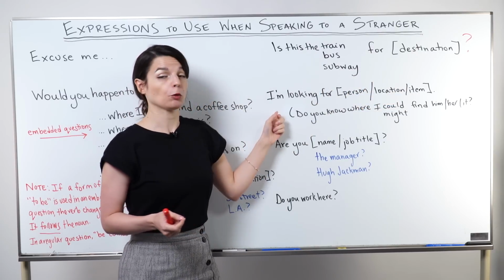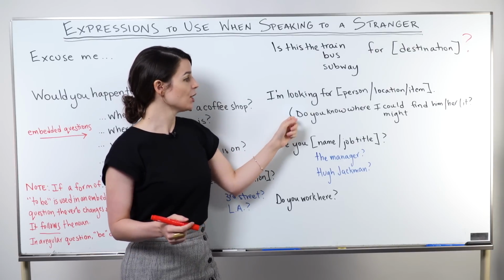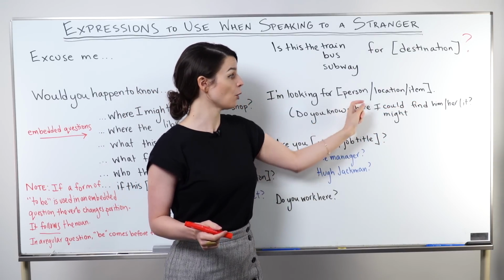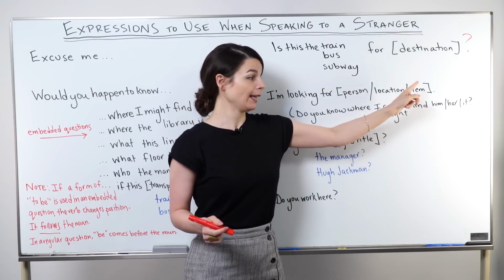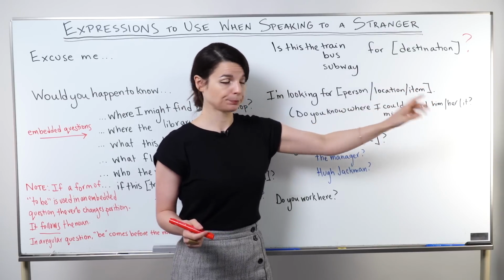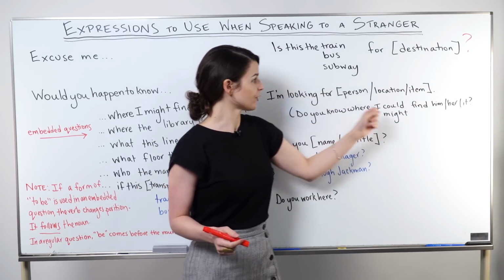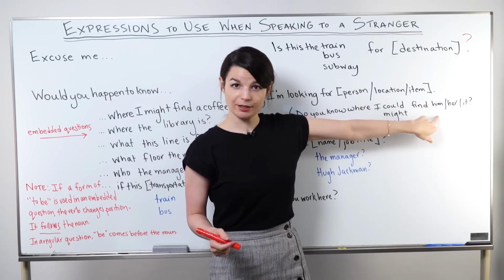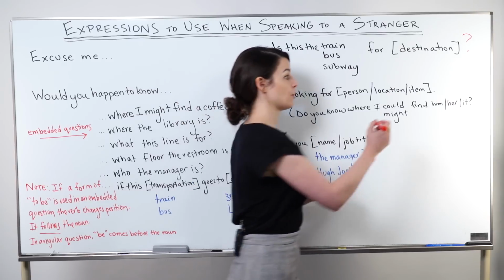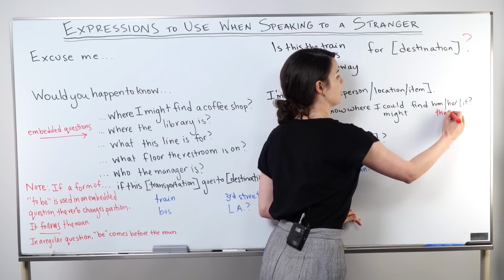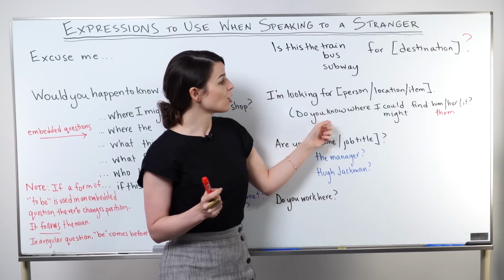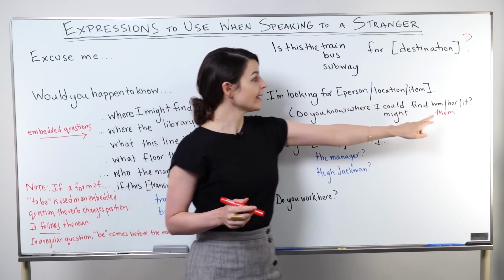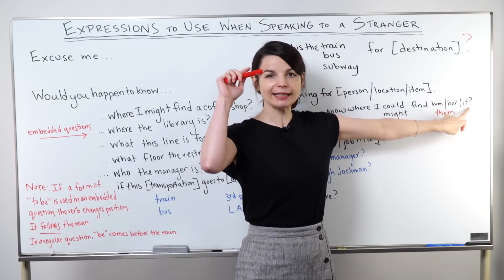And then, if you want to be polite, you can say, do you know where I could find, or do you know where I might find him, her, or it? Him and her refers to a person in this case. You might also hear them, depending on the situation. Some people prefer to use the word them to refer to themselves. Do you know where I could find him or her or them? Or for a place or an item, do you know where I could find it?